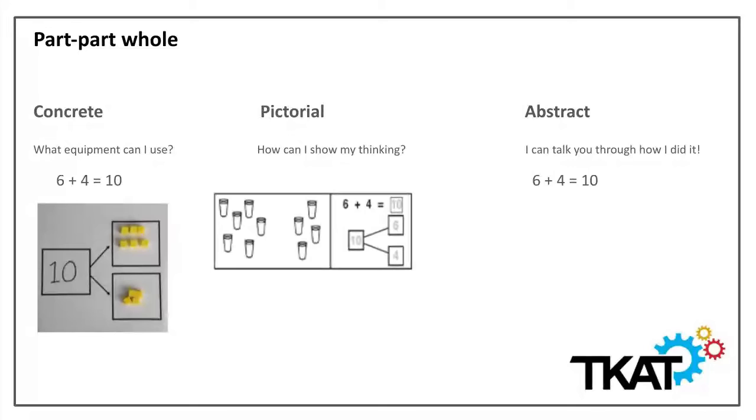The pictorial example shows 10 cups, 6 in a group and 4 in a group. The child in this example has counted the number of cups to find what 6 plus 4 is equal to, and then represented it in the part-whole model. They could represent these numbers with any images such as dots, circles, or crosses.